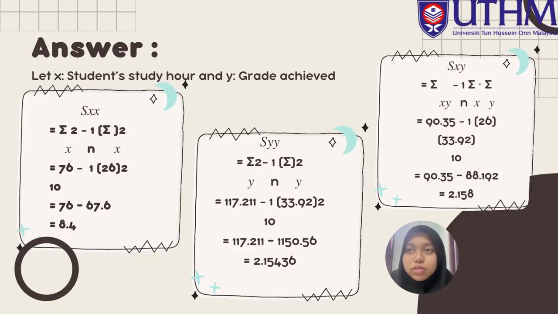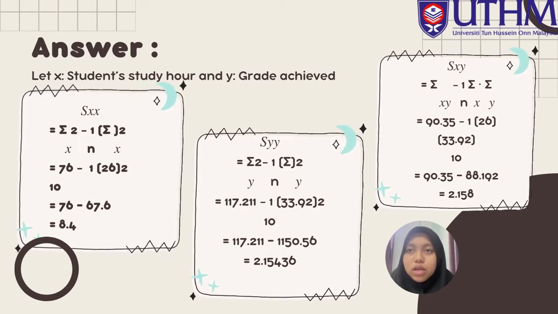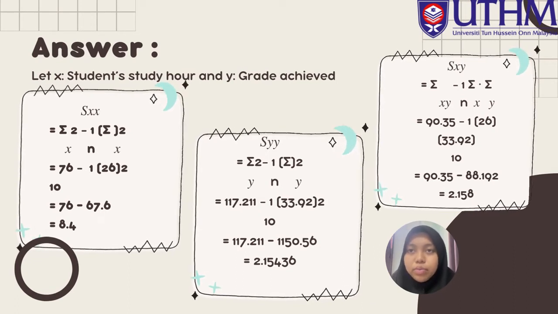Okay, next we have to interpret the result. Let me show you. For the answer, you have to let x be the student study hours and y be the grade achieved. So as we can see based on the table, the total x is 26, total y is 33.92, total x square we get 76, total y square we get 170.211, and total xy we get 90.33, and n as a sample we get 10, which is 10 students.